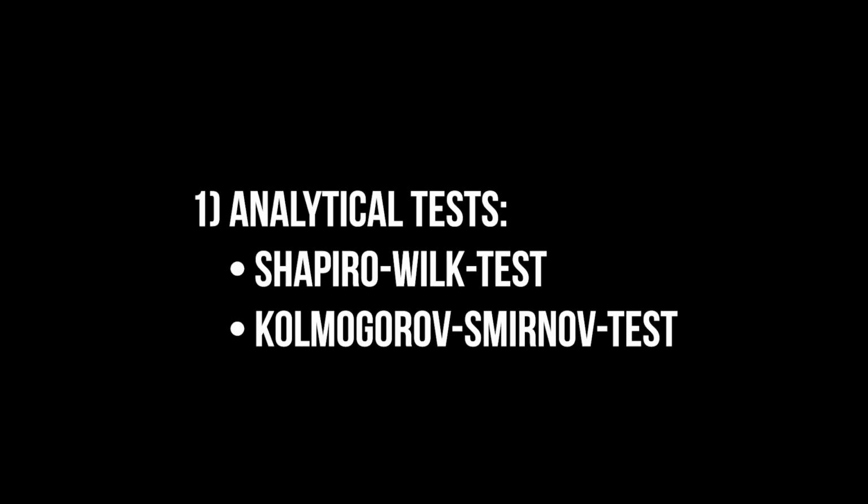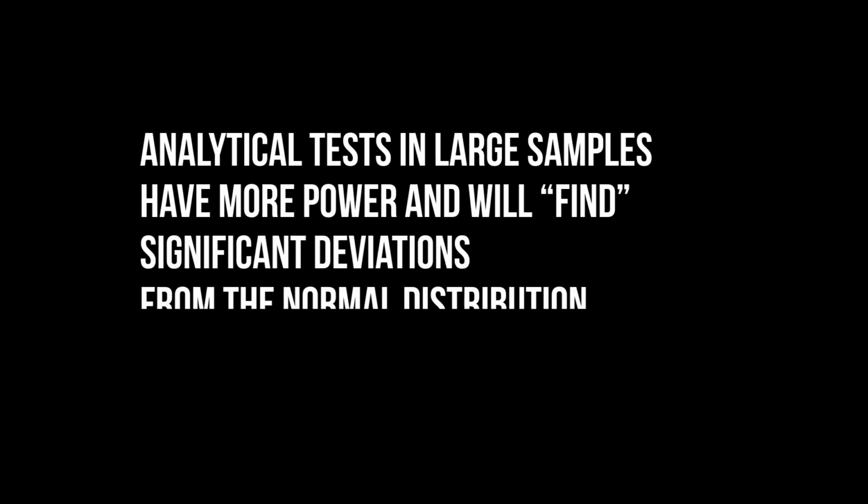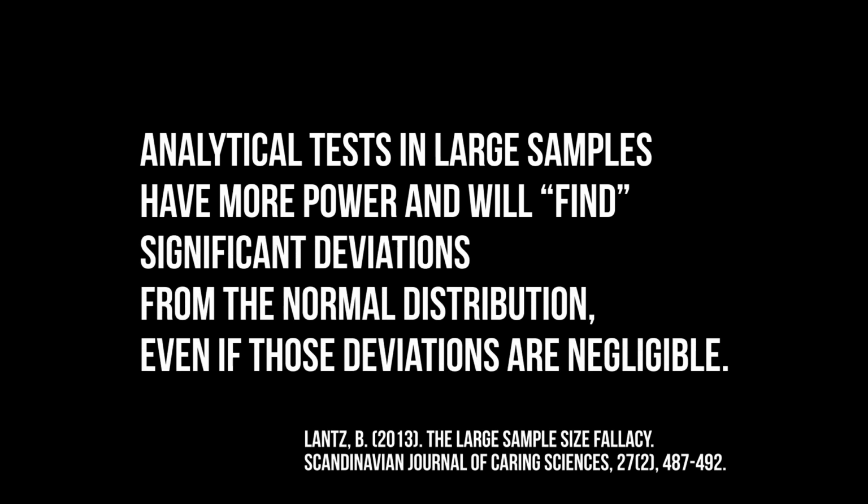First, an analytical test, like the Shapiro-Wilk test or Kolmogorov-Smirnov test. Second, a histogram, or third, a QQ plot. The Shapiro-Wilk test and especially the Kolmogorov-Smirnov test are oversensitive to unimportant deviations from normal distribution in large samples and lack power in small samples. This is a phenomenon for all analytical tests, for which you can find a source in the video description. A QQ plot is the easiest to interpret, therefore we continue creating one.